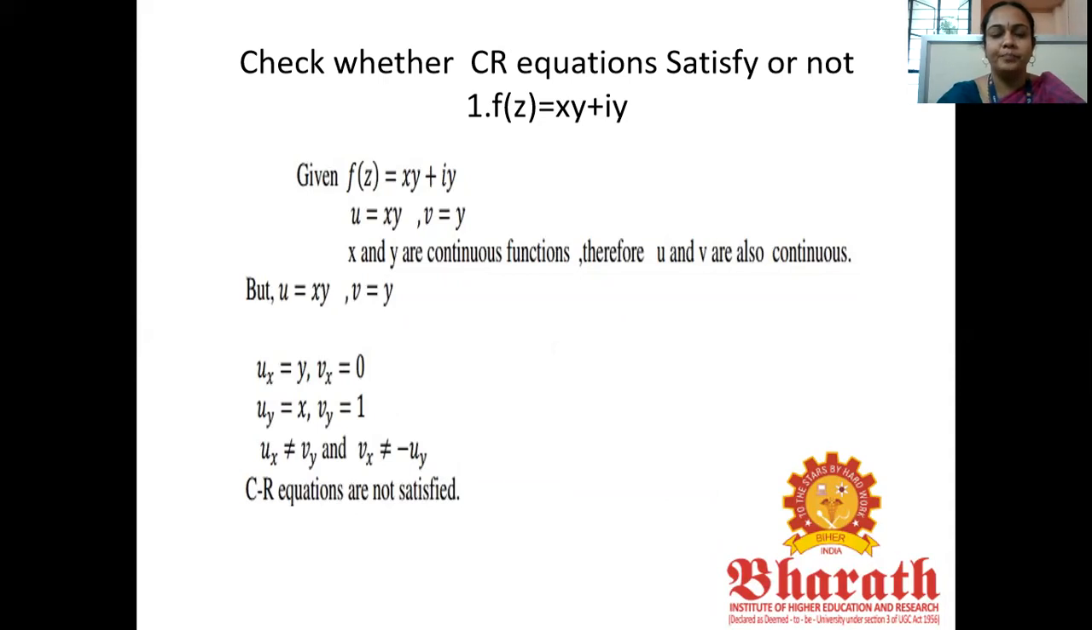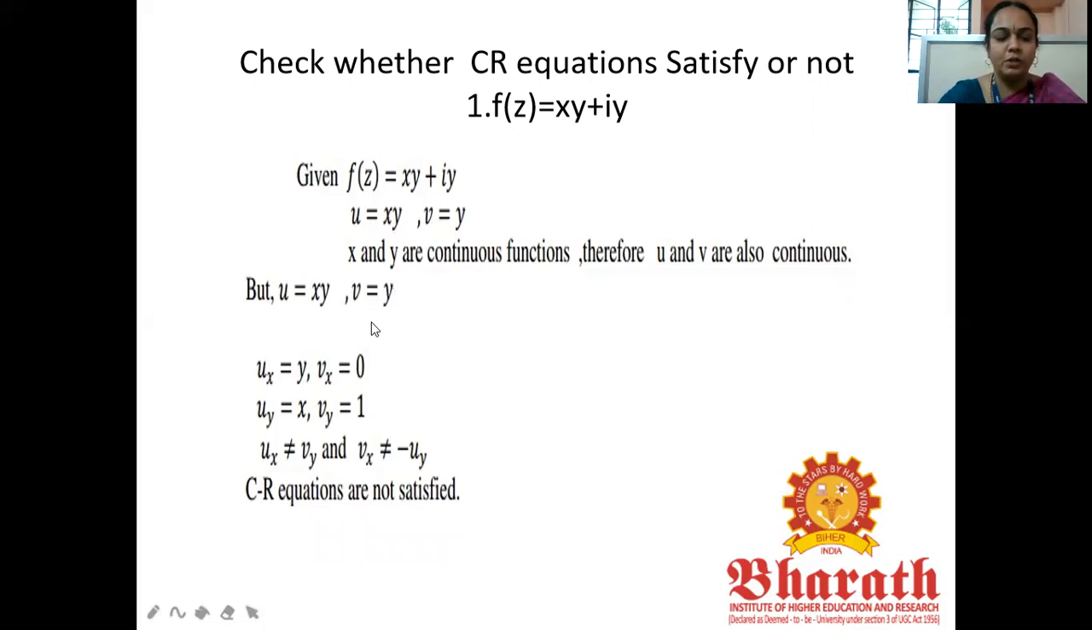Check whether the CR equations, the Cauchy-Riemann equations, are satisfied. We have to verify whether the above function satisfies the CR equations or not. Function f of z equal to xy plus iy. So this function f of z consists of u plus iv. u is xy, v is y. x and y are continuous functions, so u and v are also continuous.